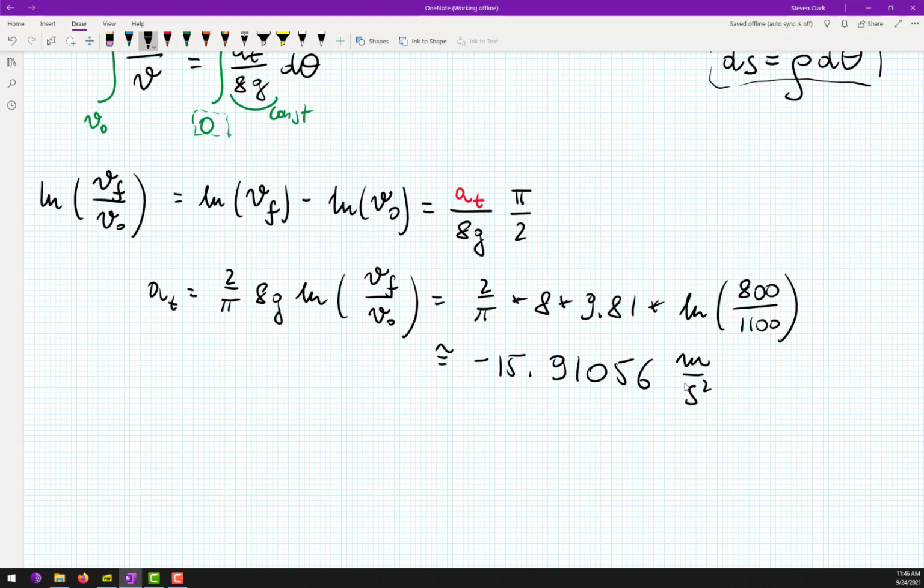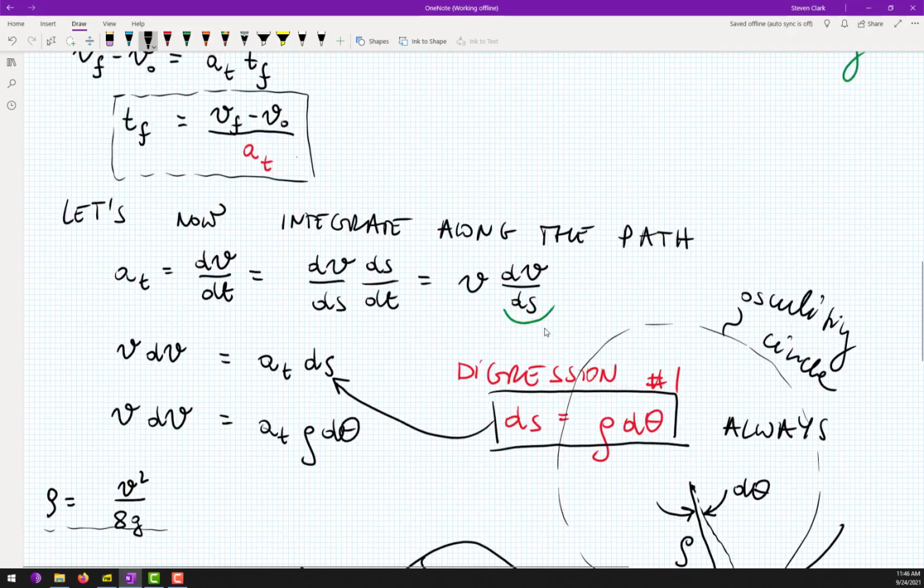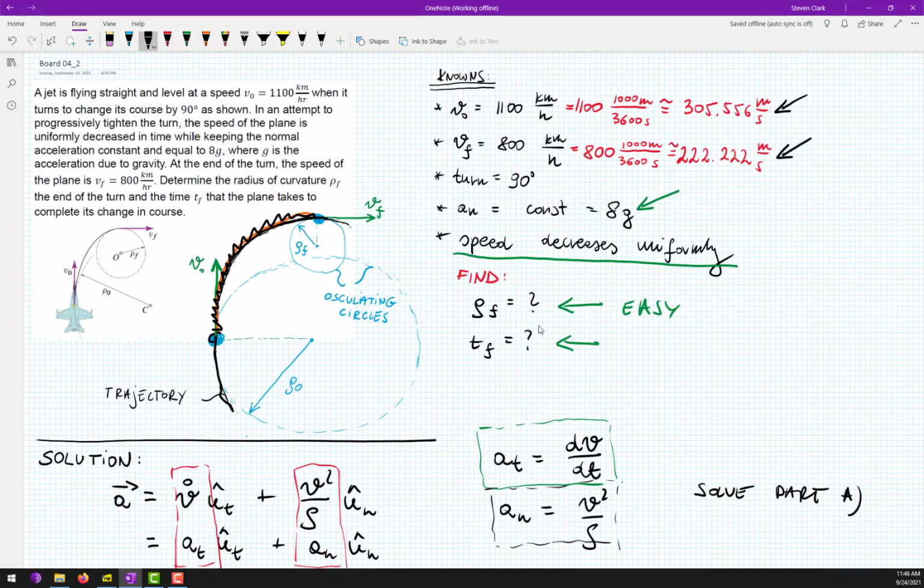We obtained a negative value of at. Does it make sense? I think it makes sense because velocity decreases, yes? We start with 1100 and we end up with some smaller number than 1100. It makes sense. At should be negative.